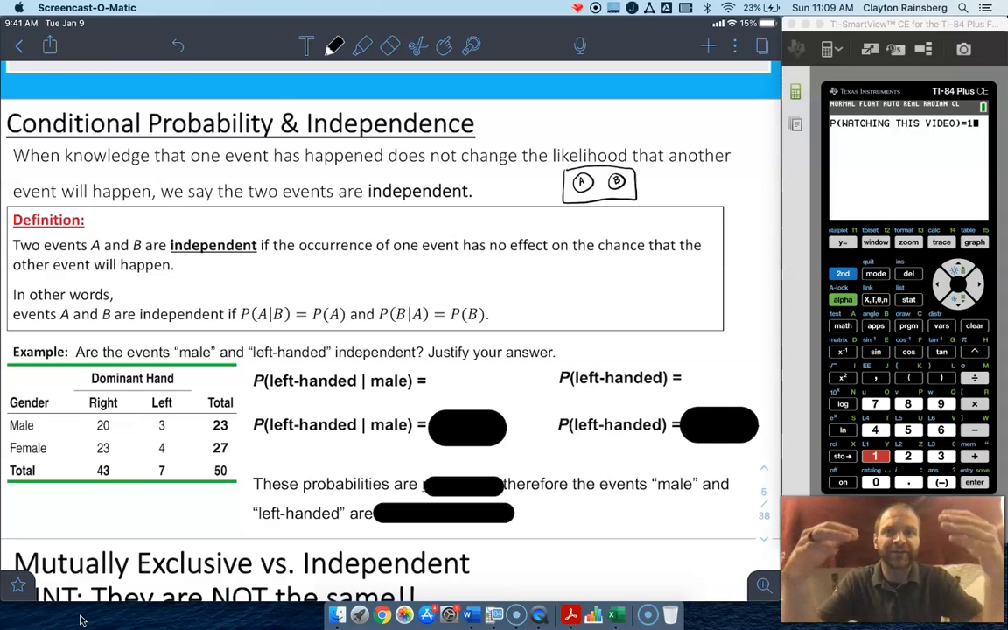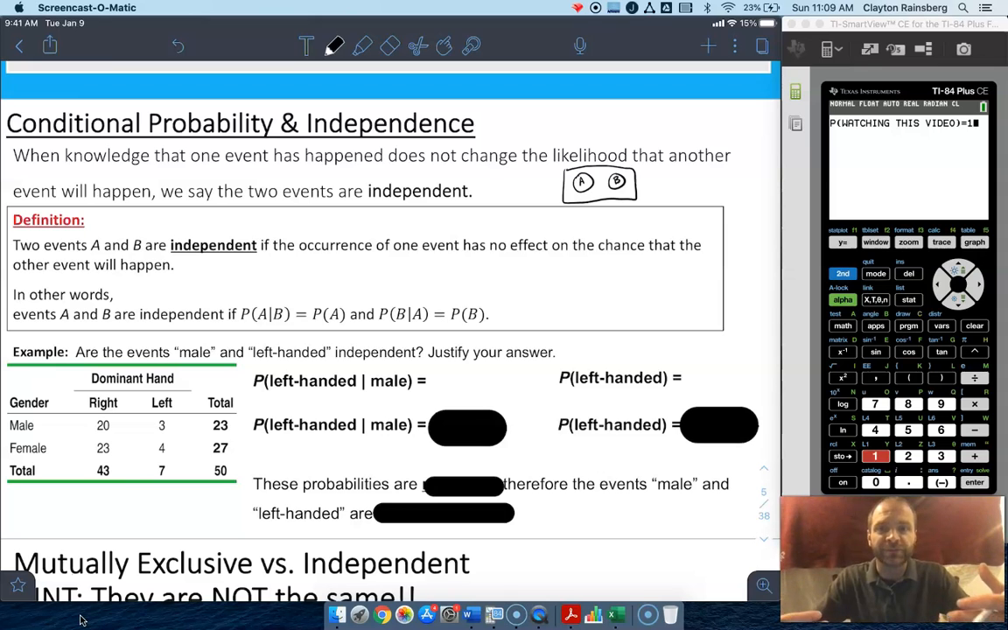And so you have to kind of take yourself away from the situation. In other words, remove your personal opinion, remove your bias from the situation. Don't go, well, being left-handed isn't influenced by being male, or being male isn't influenced by being left-handed. Remove that. Rely on the probability from it. So remove your interpretation, remove your bias from this. And we're going to prove it mathematically. We're going to prove it using the probabilities.